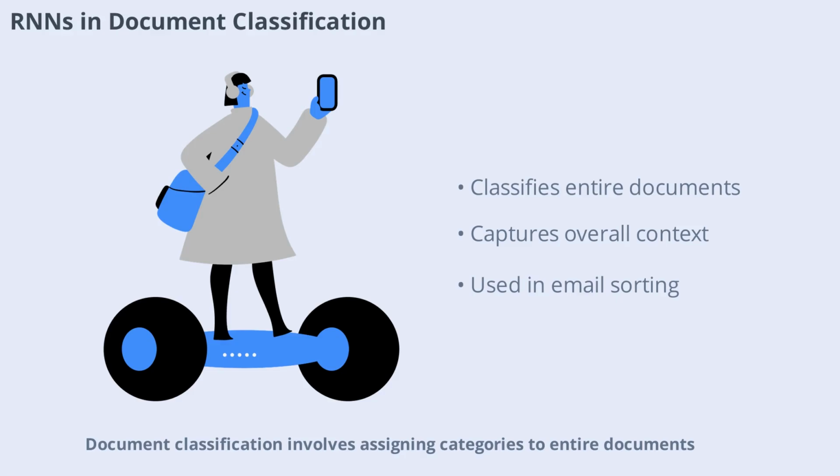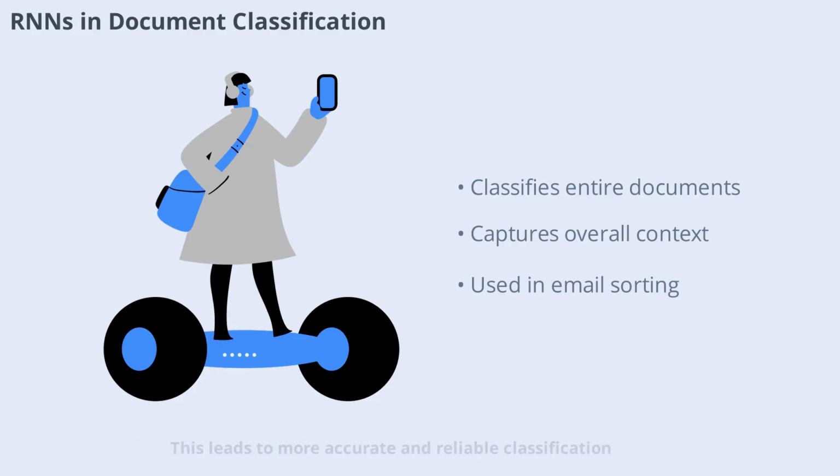Document classification involves assigning categories to entire documents, such as sorting emails into folders or labeling news articles by topic. RNNs analyze the sequence of words throughout the document, capturing the overall meaning and context. This leads to more accurate and reliable classification, especially for long or complex texts.